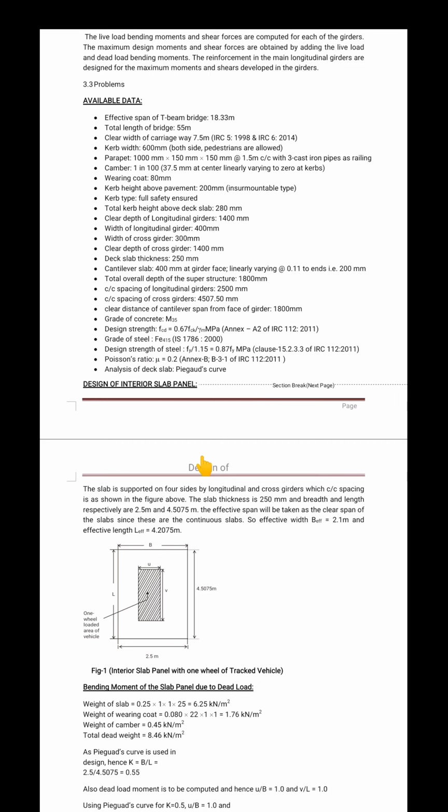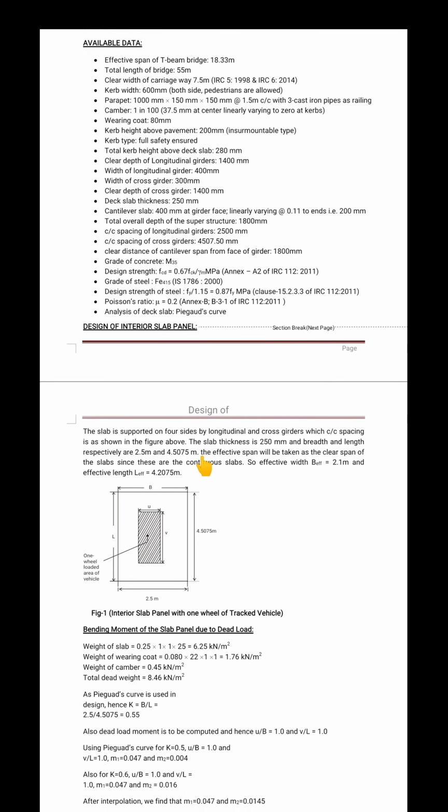Here this is our main concept. Here they have drawn the slab panel. The width is 2.5 meter and the length is 4.5075 meter. Out of the different vehicle loads, the maximum load is carried by the IRC class A tracked vehicle, that is at one wheel we are going to have 350 kilonewton of load. This is the maximum one.